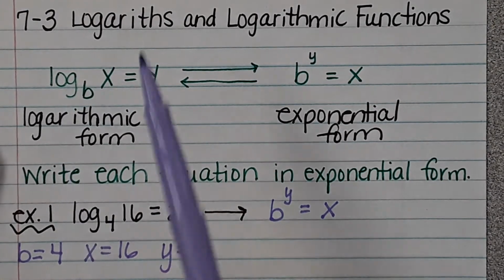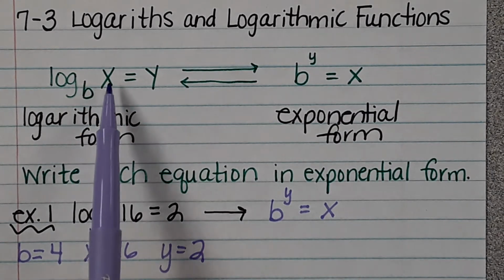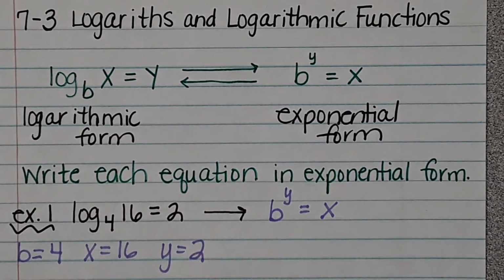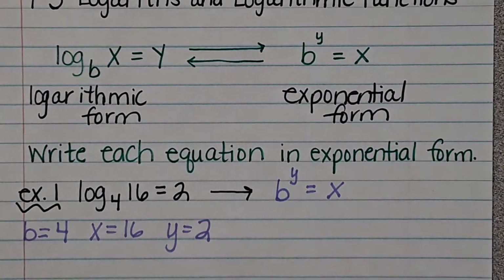Okay, so again, how I got that, b, x, y. It's never going to change. For the next 5 sections, this is never going to change. This is how it's always written. This is b, this is x, this is y, all the time. Okay? Now, our job is to rewrite it in exponential form.